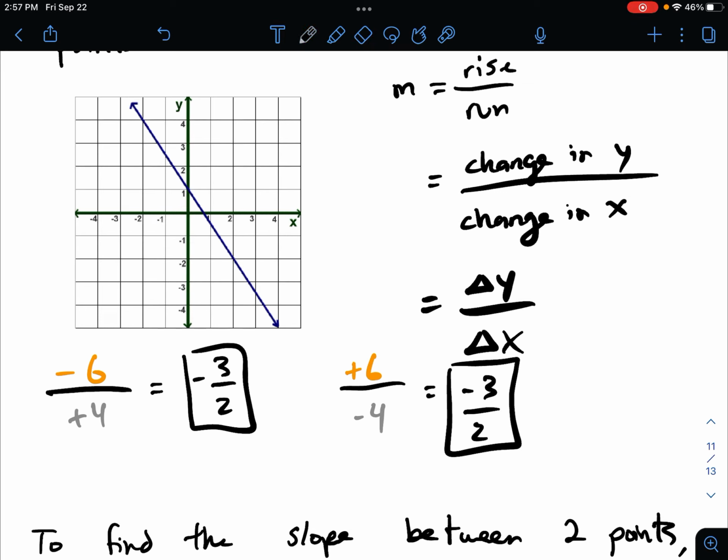One thing to remember about slope is that -3 over 2 is the same thing as 3 over -2. It doesn't matter where you put that negative symbol, as long as you don't have a negative in both the top and the bottom of your fraction. So any of those are going to work out just fine. They all mean the same thing.